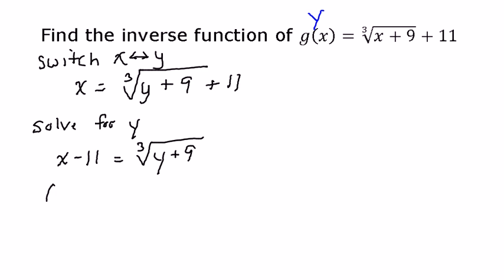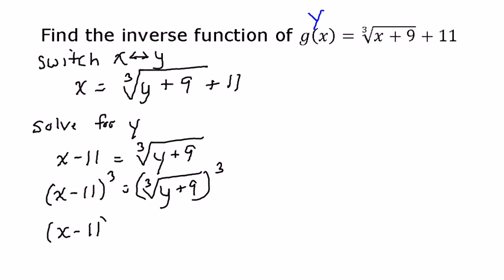Working to get the y by itself, we should cube both sides. So we have x minus 11 to the third power equals y plus 9. And last of all, to get the y by itself, let's subtract 9 from both sides of the equation. So y equals x minus 11 to the third power, minus 9.